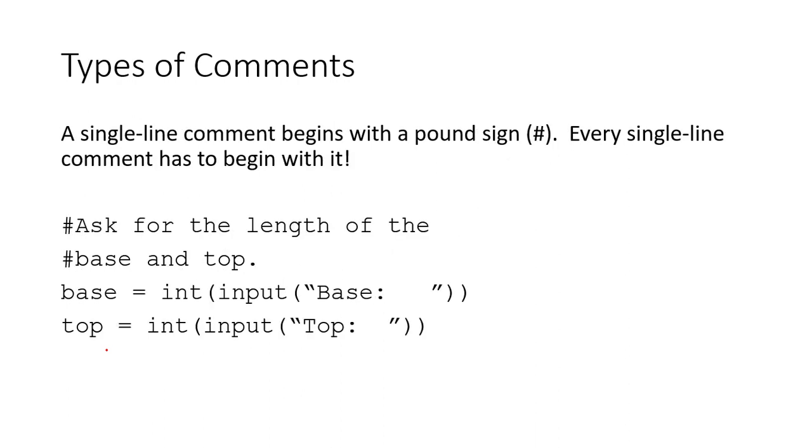Now there's another kind, which is a single line comment. I would say that these are more common. These begin with a pound sign, or as you youngins will call it, a hashtag. Every single line comment has to begin with it. So right here I have the comment asking for the length of the base and top. Notice both lines had to have that hashtag. I need to have a hashtag to show that I'm making a comment. So if you want a single line of text to be a comment, you only need to put one hashtag or pound sign in front of it.